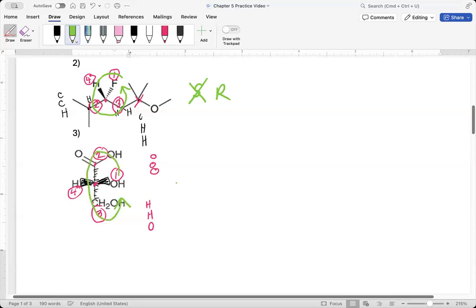That gives me a counterclockwise, which is S configuration. However, remember this lowest priority group is on the wedge because it's in that horizontal position, and therefore the configuration of the center is actually R.